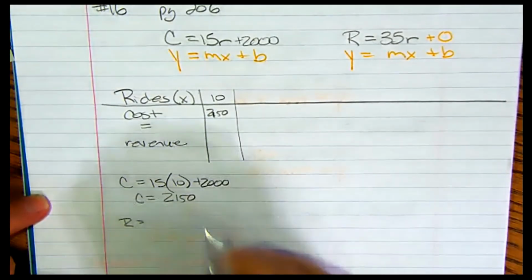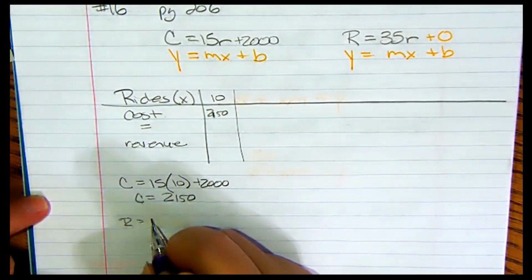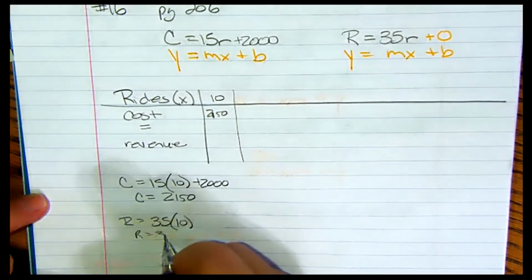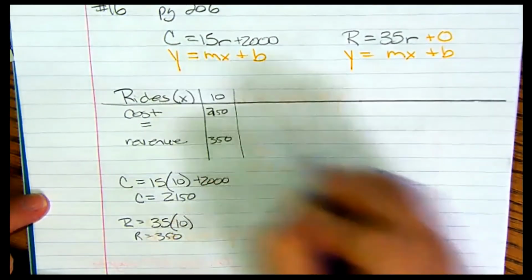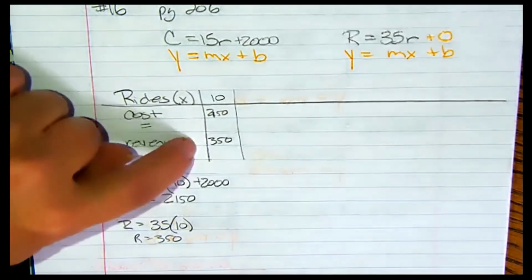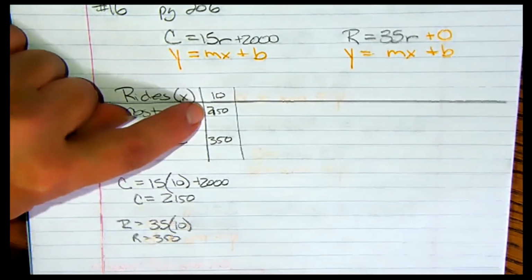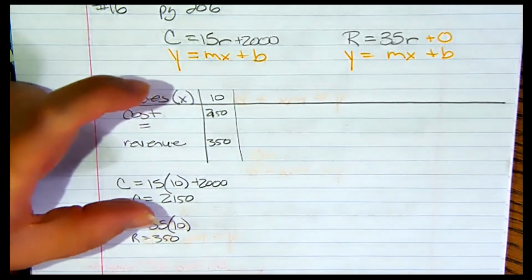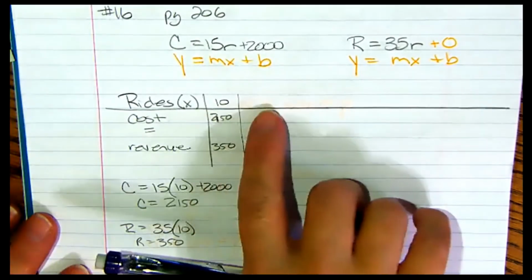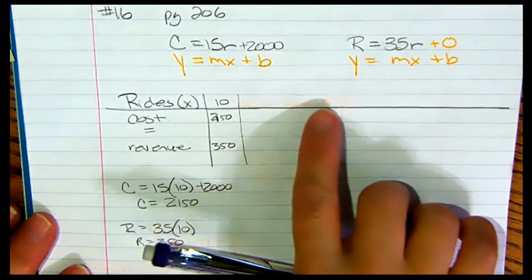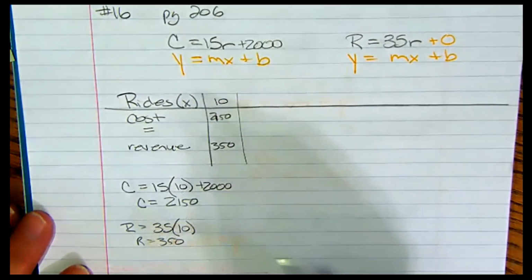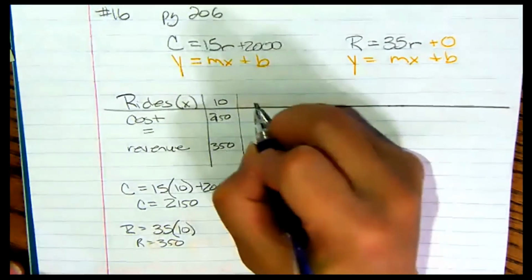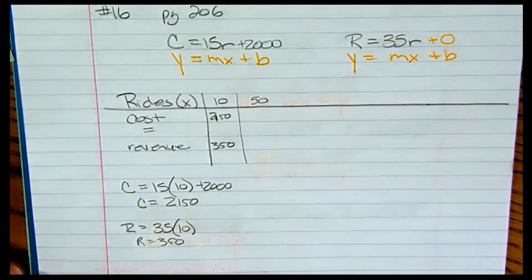Now let's take a look at the revenues. So my revenue is $35 times 10 rides. My revenue is $350. Okay, when I look at this, 2,150 to 350, that is a huge gap. I am not going to go 10, 11, 12, 13, 14 rides, 15 rides, 16 rides, 17 rides, because this is a huge gap. So let's try 50 rides.